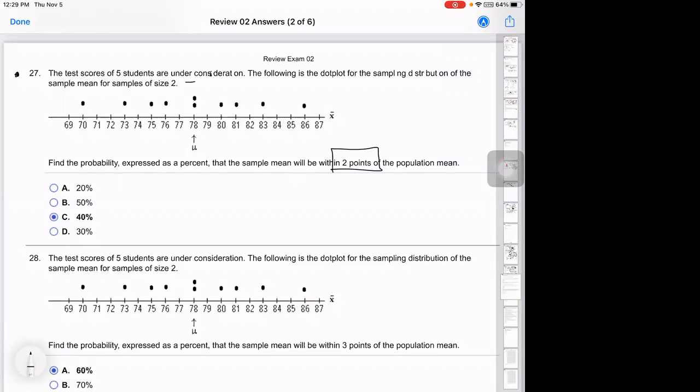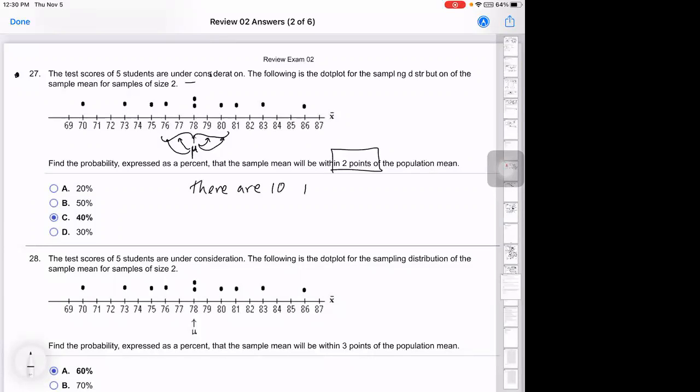What is the population mean? Mu. We denote the population mean by mu. Within 2 points means this one or this one, this one or this one. Clear? That's the within 2 points. So how many points are there? 4 points. So the percentage is 40, because there are 10 points in total.